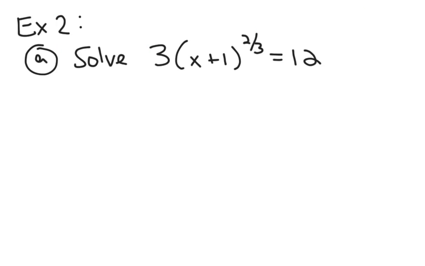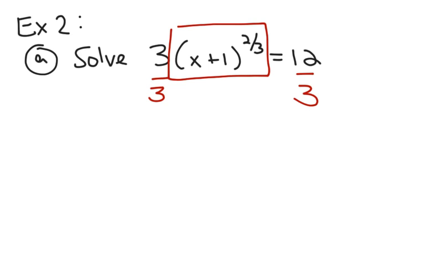So let's try a problem now that has a rational exponent in it. The rules for solving it are the same as the rules for solving radicals, because a rational exponent really is just a radical. We want to isolate this. That means anything that's not in the parentheses goes away. So I have to get rid of the 3. This 3 goes away by division, not subtraction, because the 3 is being multiplied by the parentheses. So now I'm left with x plus 1 to the 2/3 equals 4.